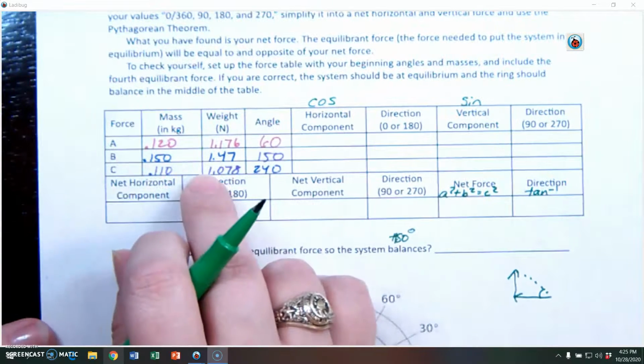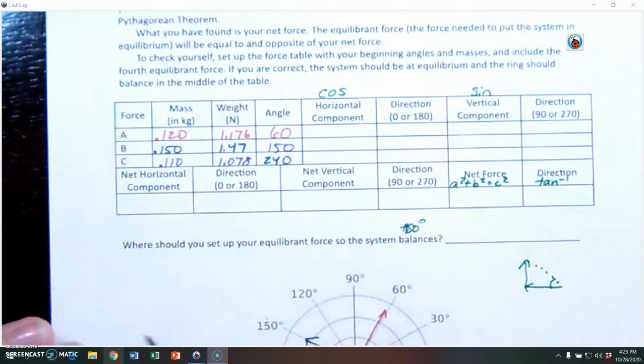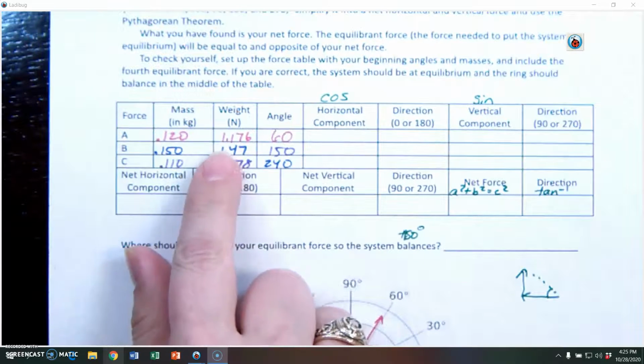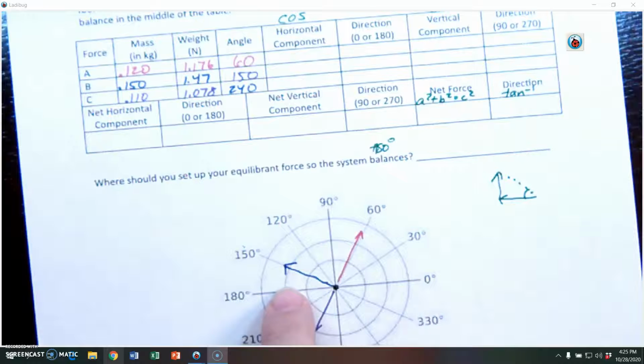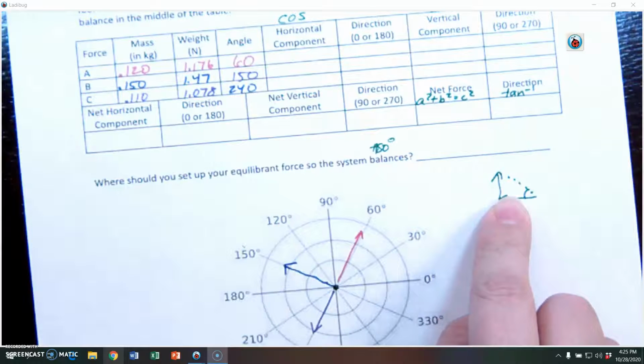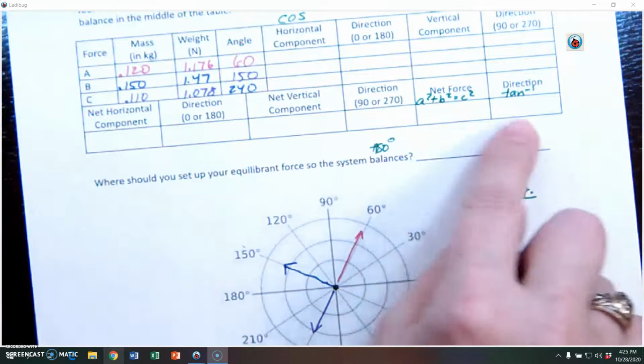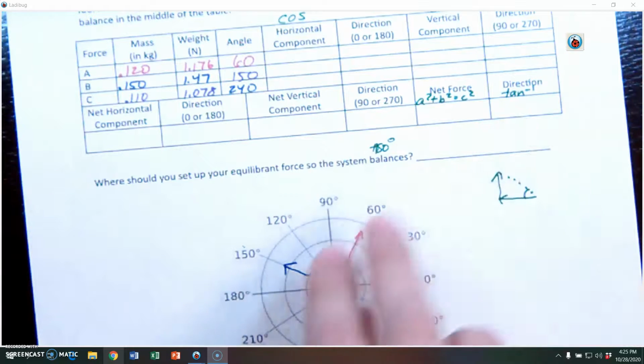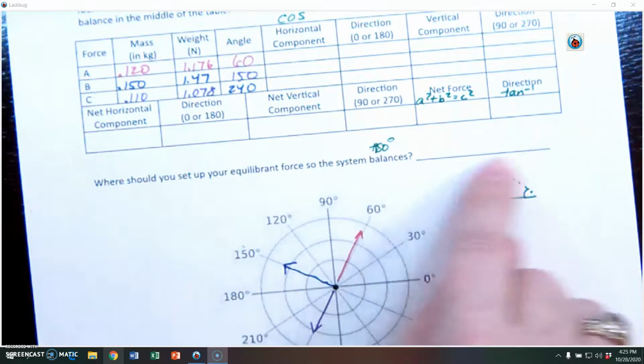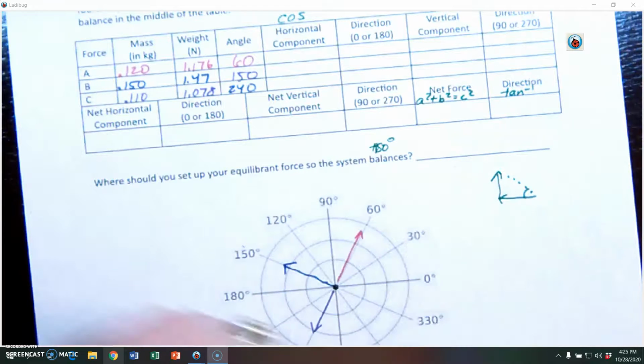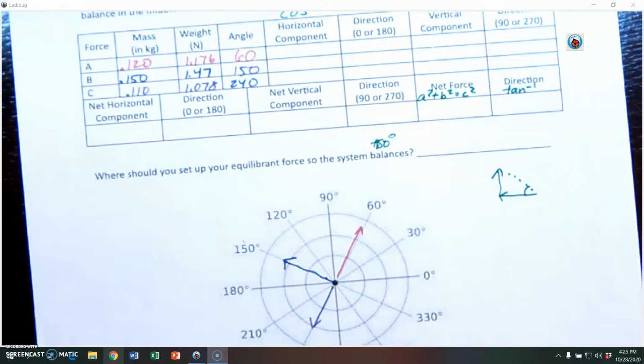Again, be creative with these. If you want to use my numbers, you can, or if you want to come up with your own numbers, that's fine. But be creative with these and then break them down into the horizontal and vertical components. Make yourself a triangle and then find what net force and direction they're all pulling and how you would balance it going the other direction.